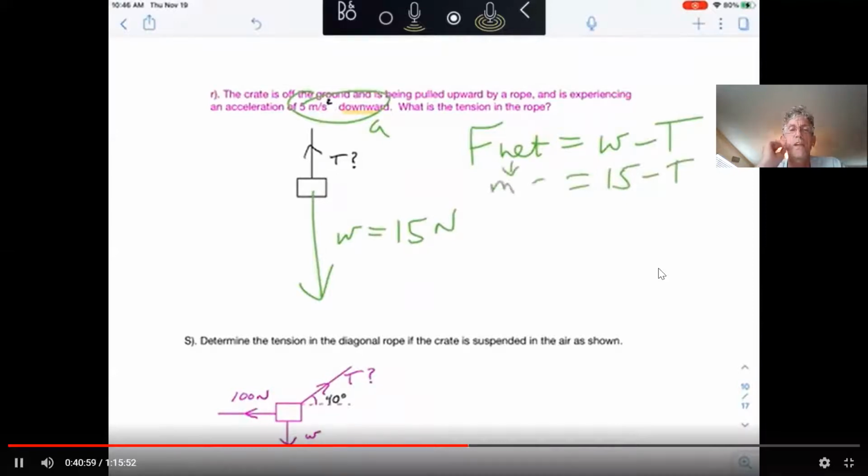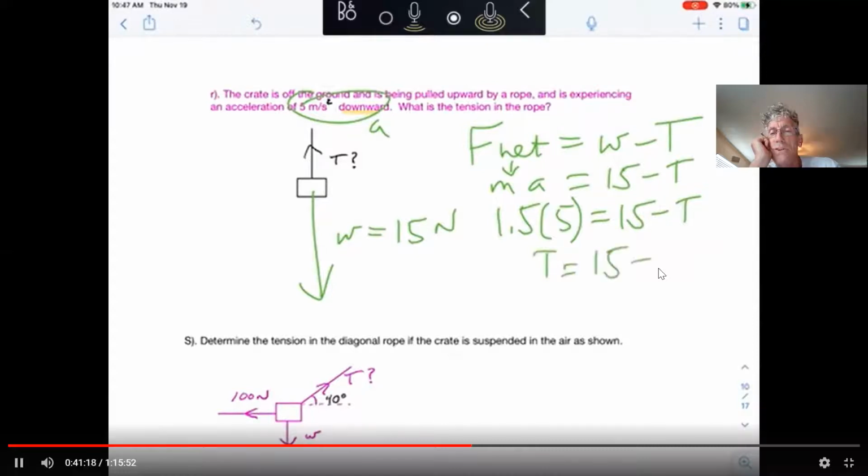Net force is M times A because of Newton's second law. That should have been done first, so you can do it together with this one. The mass we already figured out, 1.5 times 5, is 15 minus T. So T is equal to, get T on the other side, then subtract both sides by 1.5 times 5. So we get 7.5 newtons for the tension going upwards.